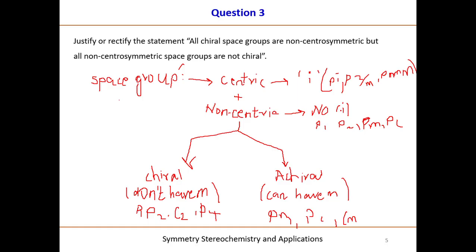Non-centrosymmetric means there is no center of inversion, but that doesn't mean it couldn't have any plane of symmetry. If a plane of symmetry is present, that means it is achiral, and if it is absent, that means it is chiral. So that's why all the chiral space groups are non-centrosymmetric, but all non-centrosymmetric space groups are not chiral. I hope this is also clear to you, and we have justified and rectified this statement as well.